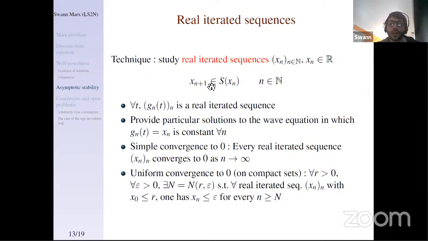So for this sequence, you have two types of convergence. The first one is a simple convergence to zero, so you just have some convergence to zero as n goes to infinity, and some uniform convergence to zero, which is given by this statement. So I won't go into details on this.